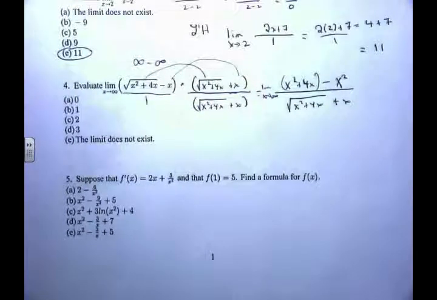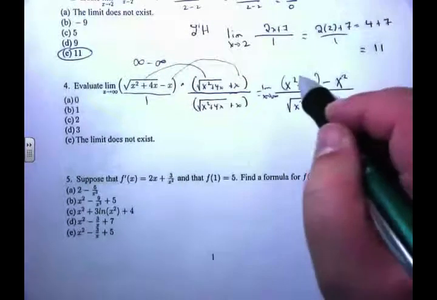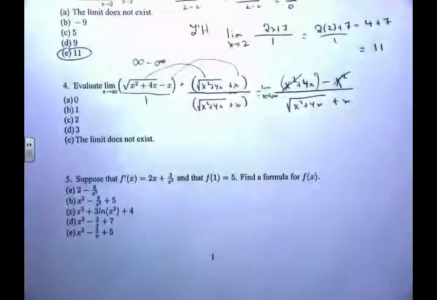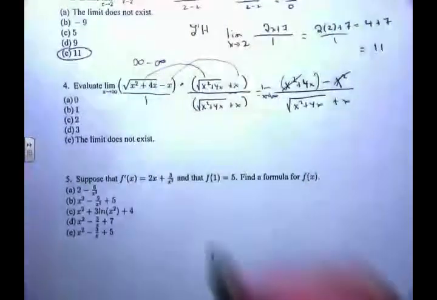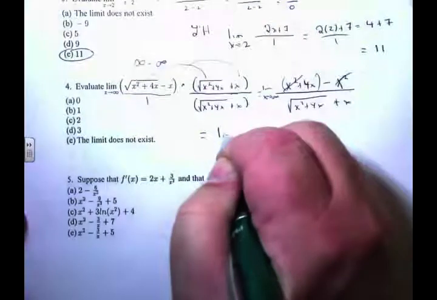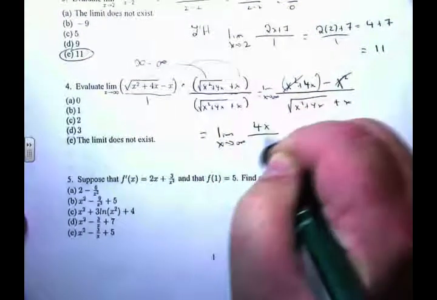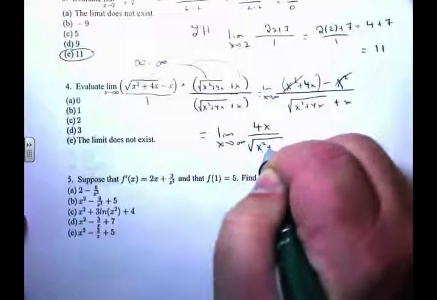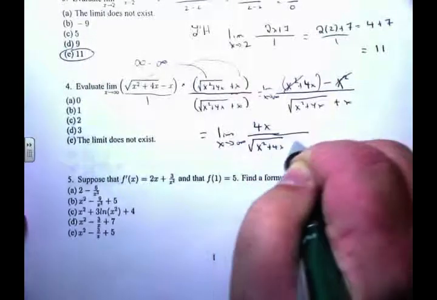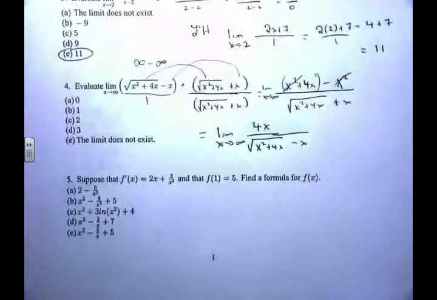Cleaned it up. What cancels here? What's x squared minus x squared? All right, 0. So this cancels. So now you're left with the limit as x approaches infinity of 4x divided by the square root of x squared plus 4x plus x. You with me so far? Plus x. Thank you. Careful, not paying attention while I'm writing down. Plus x. So now I plug in infinity.